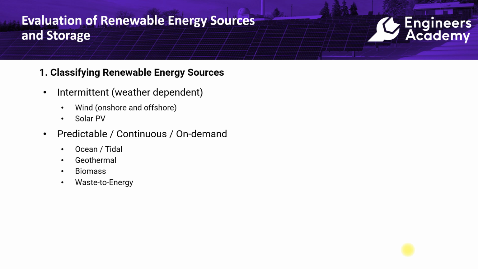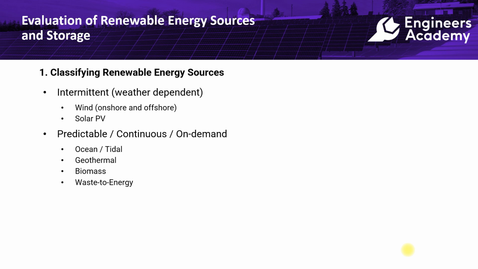The next classifications that we have would be predictable, continuous and on-demand technologies. The first one that I have there is ocean and tidal energy. We can't really classify this energy source as continuous, because particularly in oceans, the tide goes out at a particular time of day and comes in at a particular time of day. So whilst they're not technically continuous energy sources, they are predictable because we know when the tides are going to change. So ocean and tidal would be classified as predictable technologies.